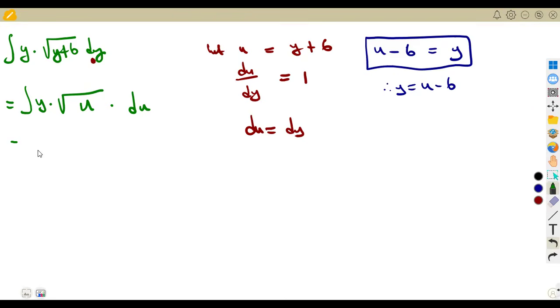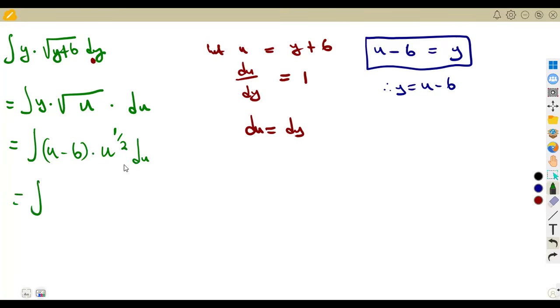This is equal to, the limits, don't worry about them, we're going to talk about this later on, the integral of y, which is u minus 6, times the square root of u, which is the same as u to the exponent of a half. Why bring it to the exponent of half? So that at least we can expand this and integrate.